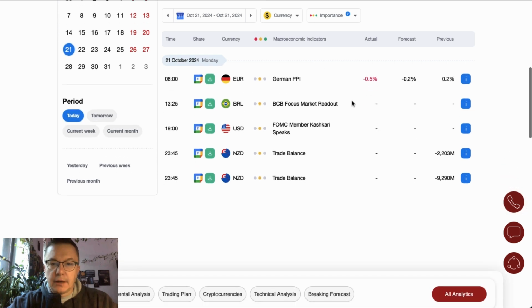We got German PPI prices; they are deteriorating further. Minus 0.5% is lower than the forecast of minus 0.2% and lower than the previous reading of 0.2%. During the New York session, we got FOMC member Kashkari giving us a speech at 7 o'clock. And then we have the trade balance data from New Zealand.